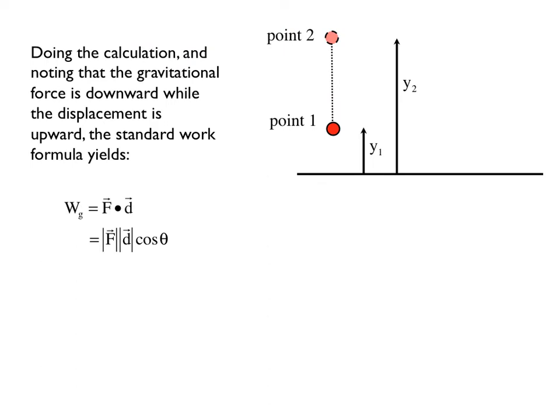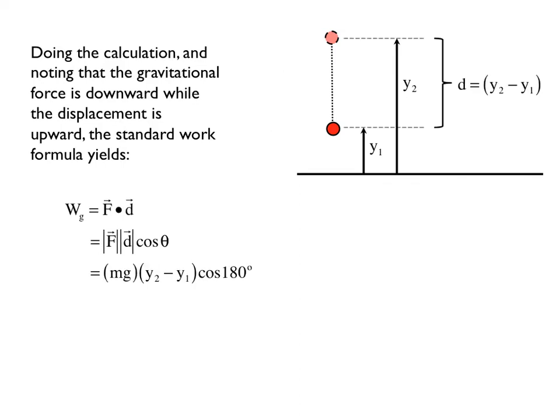To do the work calculation, we're going to take F dotted into D. The magnitude of F is going to be mg. The magnitude of D is going to be y2 minus y1. That's this distance here. And the displacement is going to be up. The force of gravity is down, so the angle is going to be 180 degrees. So here we have all of that written out. If we put in the minus 1 for the cosine of 180 degrees and we distribute the mg through, we end up with this relationship.